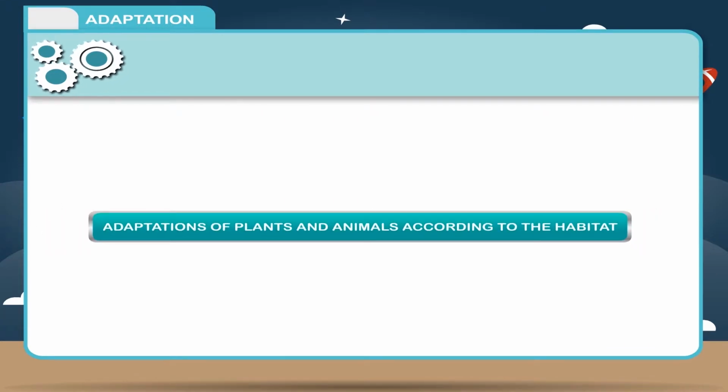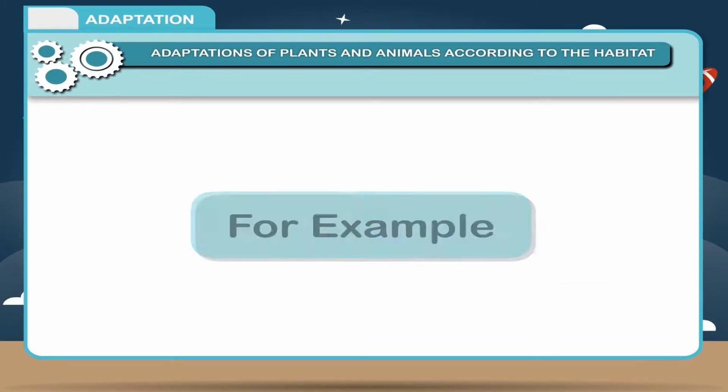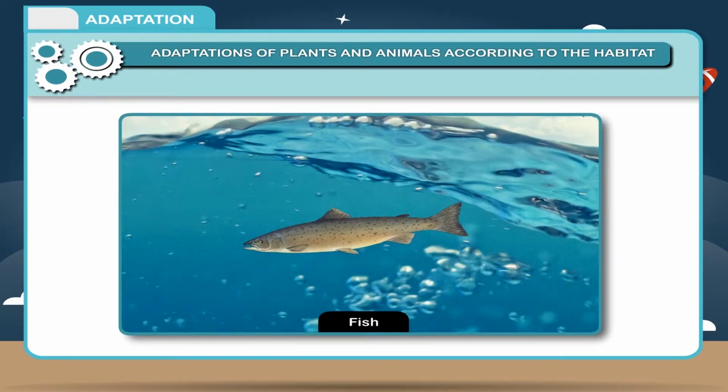Adaptations of plants and animals according to the habitat. Plants and animals adapt themselves to survive in a particular environment. Plants and animals have different features to survive in particular surroundings. For example, a fish has the following features suitable for its aquatic life.